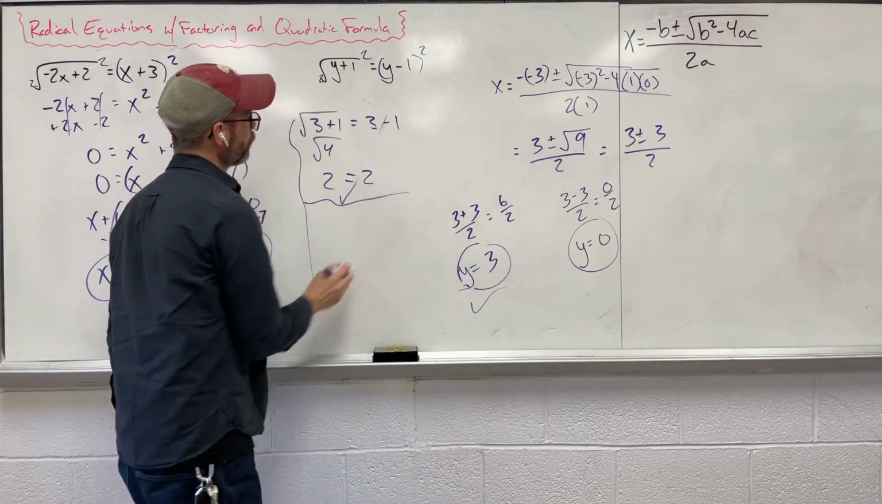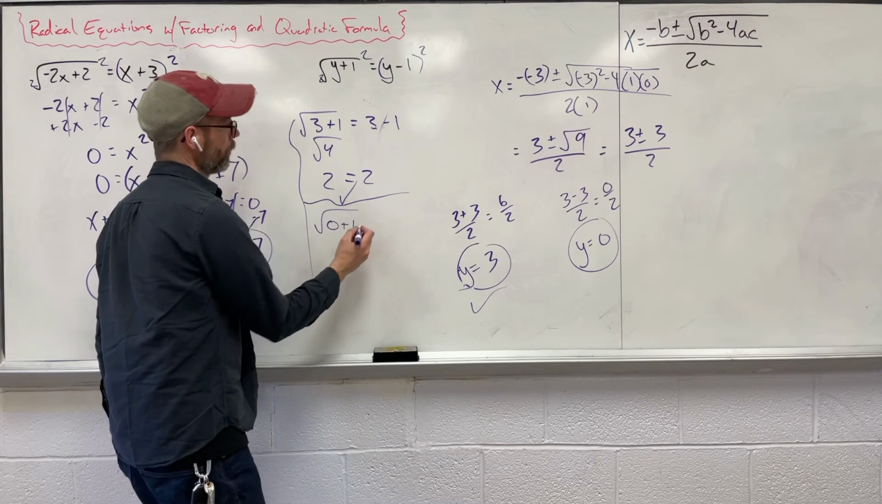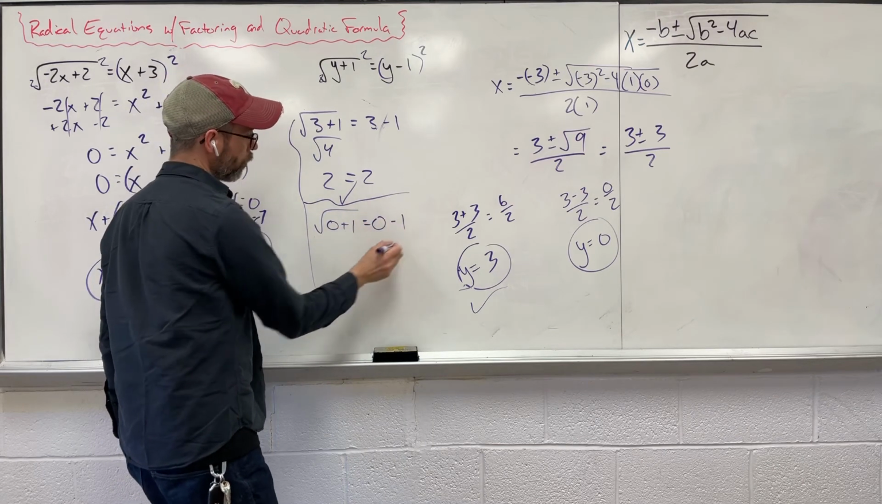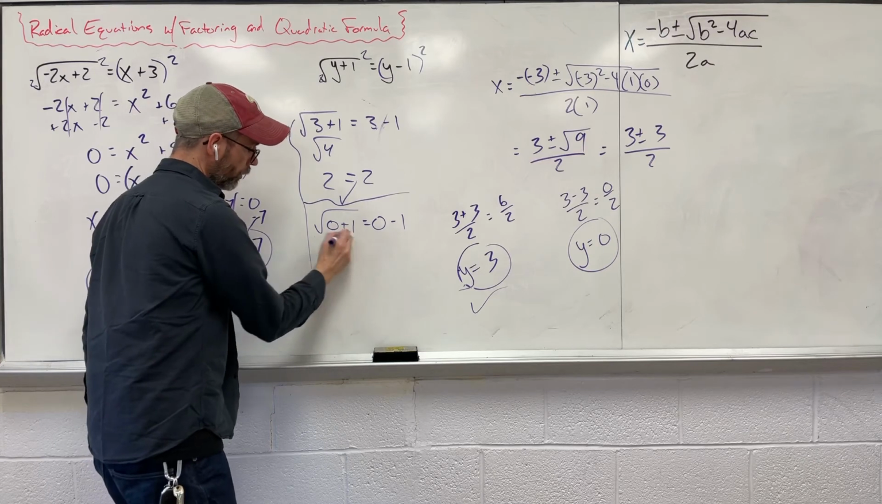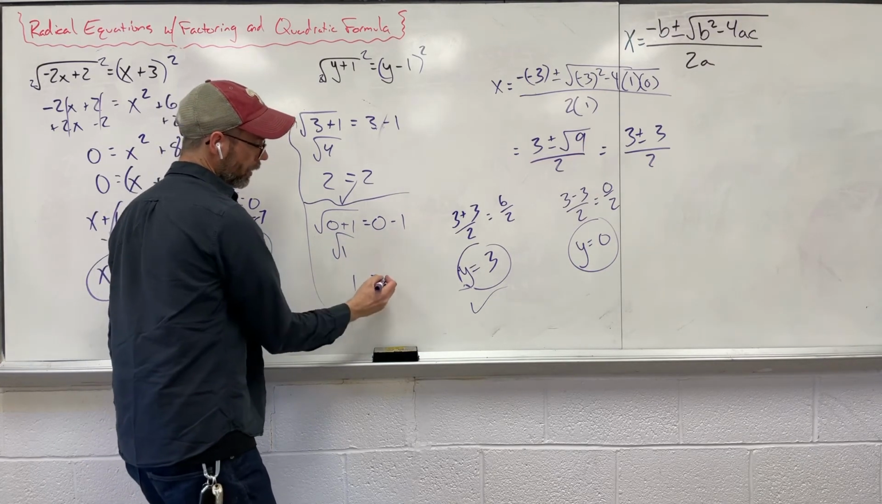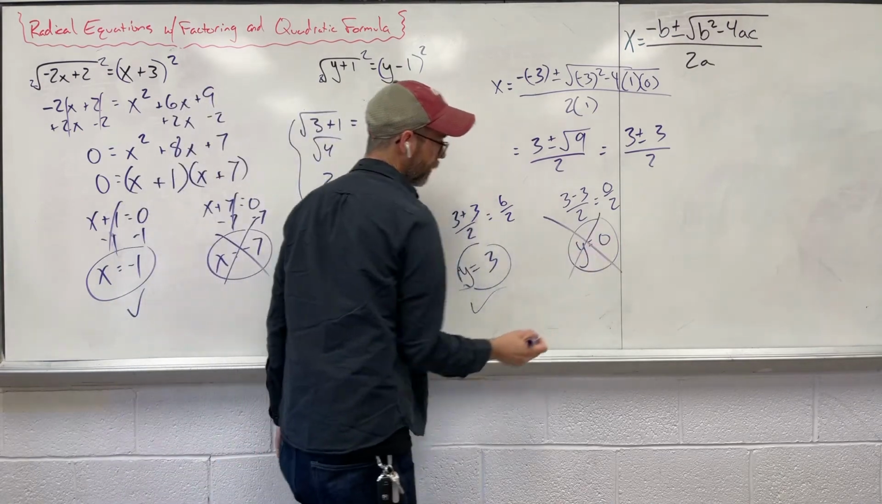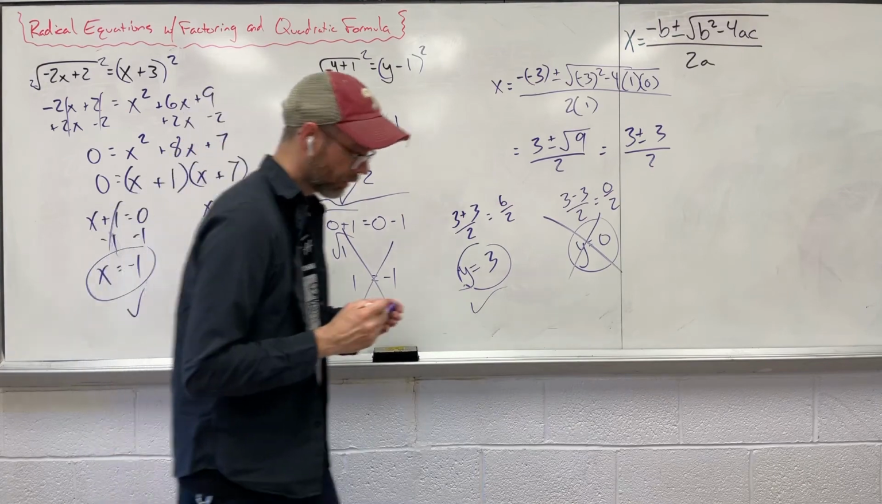Let's try it again with a 0. You're going to have the square root of 0 plus 1 equals 0 minus 1. You're left with 1, which is under the square root. Square root of 1 is 1. On the right side, 0 minus 1 is negative 1. That does not make sense. 0 is an extraneous solution.